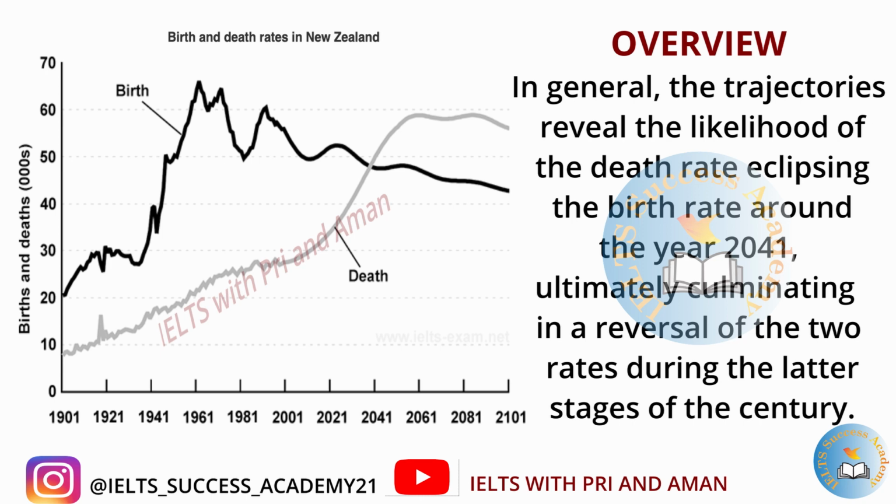Ultimately culminating in a reversal of the two rates during the latter stages of the century. In simple terms it means that the death rates will be bigger and the birth rates will be smaller, so there will be more deaths and fewer births.